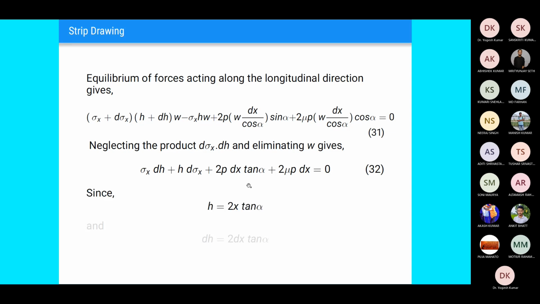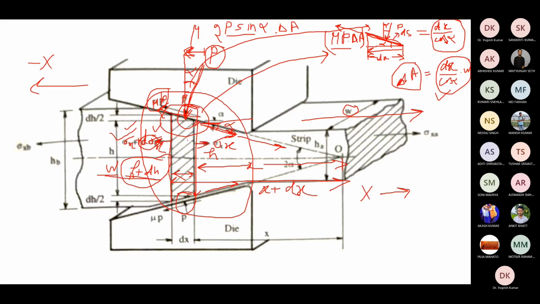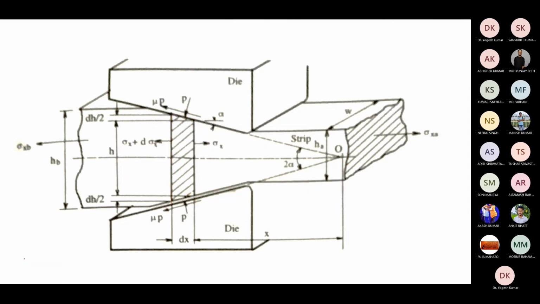Now here you can see, let us come here. Again, come to this metal strip. Let me erase all, then I can draw it. So here you can see this strip height is h, and this height is h plus dh. Let me redraw this triangle.